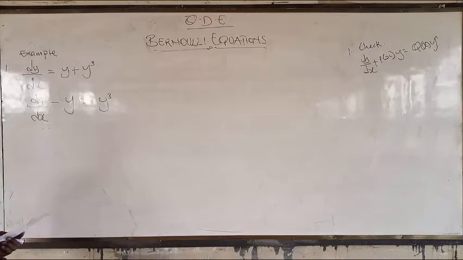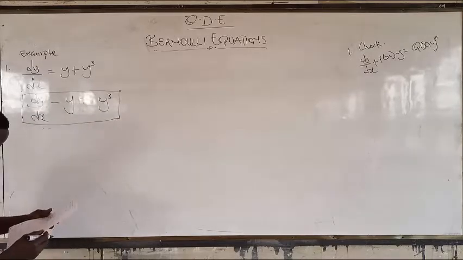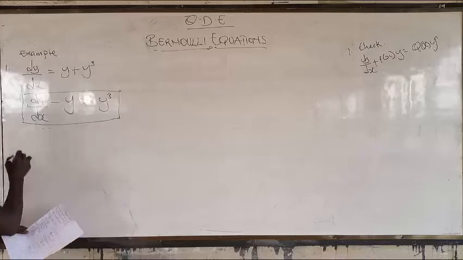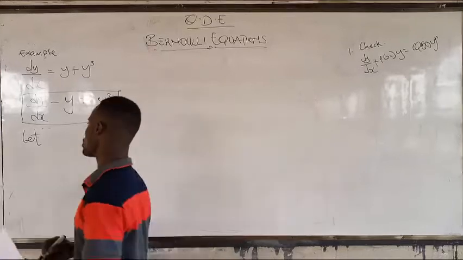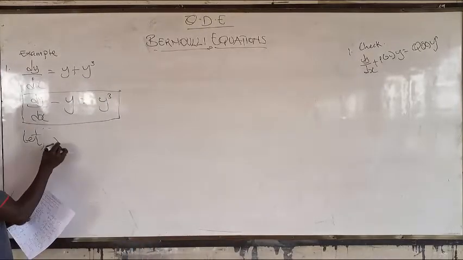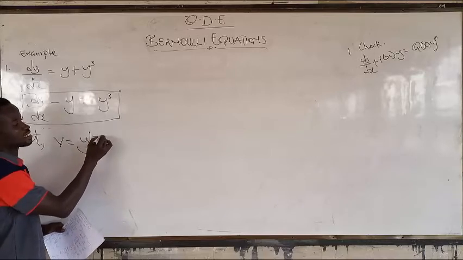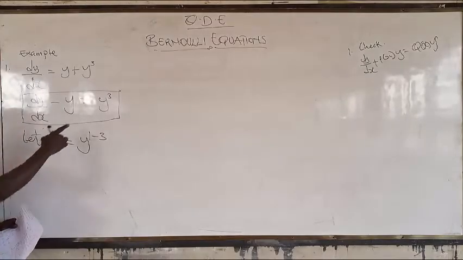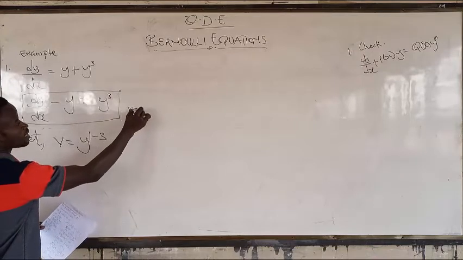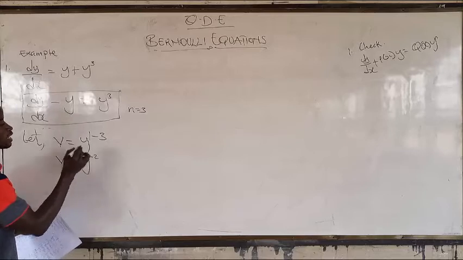Alright. Now the next thing to do, now that we have the standard form, is to set our v. So we let v be equal to y raised to the power 1 minus n. Because n is 3, here the n is 3, we get v to be equal to y raised to the power negative 2.